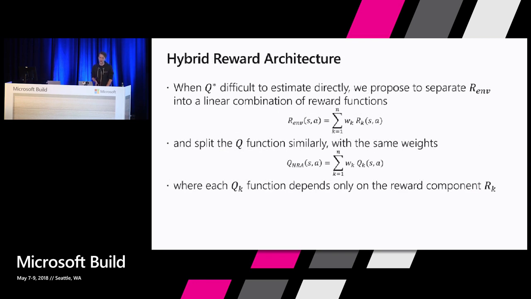So with that, we get into the actual definition of HRA. Q star can be a very complicated function, and it's not always easy to learn, even with something as powerful as deep networks. So we want to chunk it. We want to break it down. And the way that we do this is we say, okay, the reward signal can have a lot of different parts to it, different components.